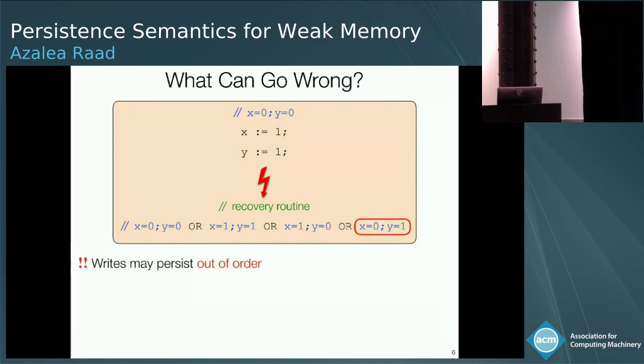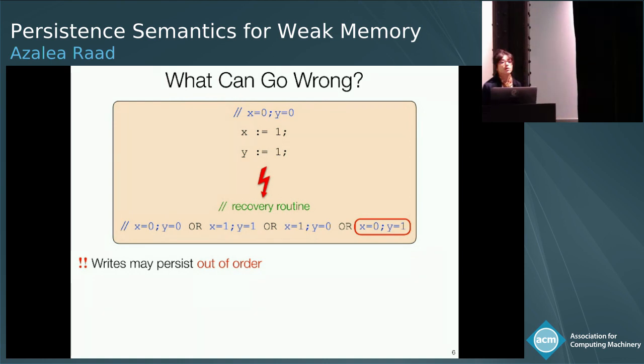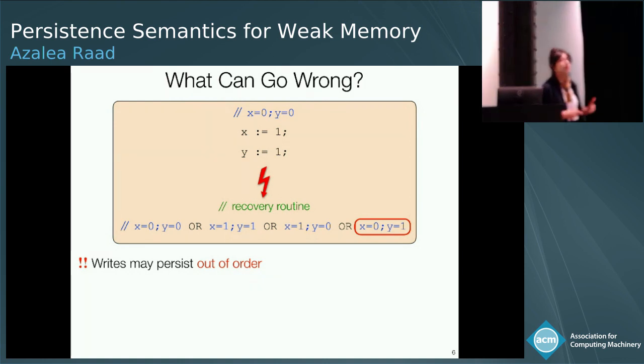But more surprisingly, it's also possible to see that the first one has not persisted while the second one has. In other words, persistence does not respect the execution order, and it may be in any order. And this is, again, for performance reasons. And most of the time, this is fine. But occasionally, you might actually want to constrain this and say, you know what, there is some kind of invariant I need to preserve, and I want to make sure these are ordered properly.